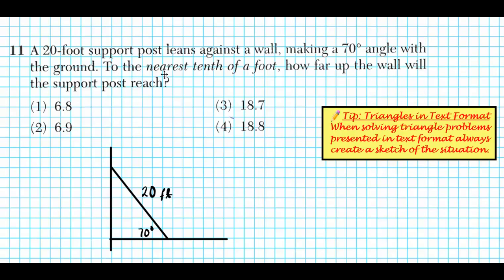The question: to the nearest tenth of a foot, how far up the wall would the support post reach? So we're basically looking for this length right here. Let's call it x. Now we have two sides and an angle. Of course, this wall is perpendicular to the ground. Anytime you're solving right triangles involving two sides and an angle, you're going to have to use right triangle trig.